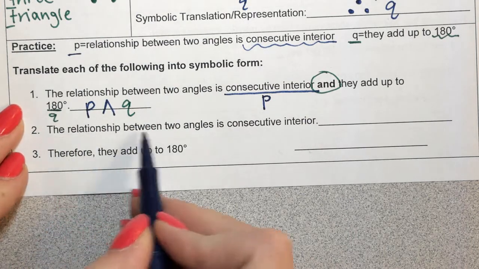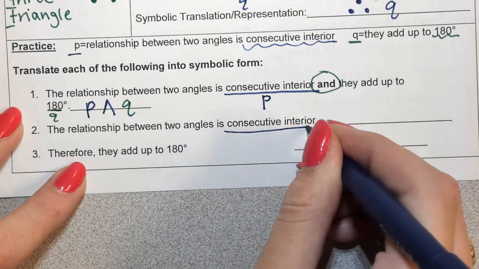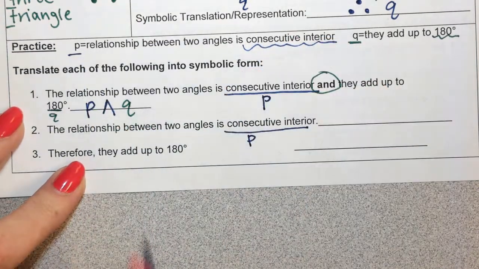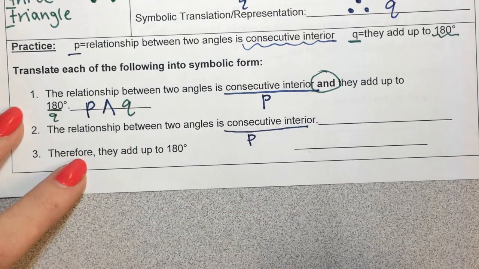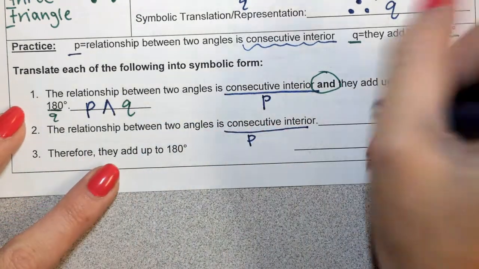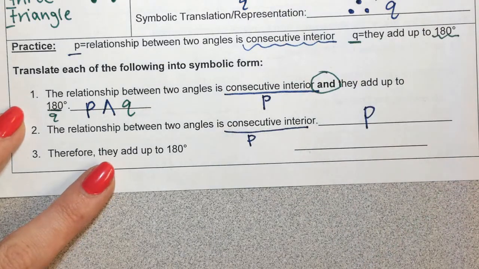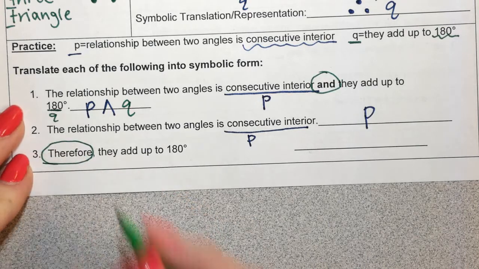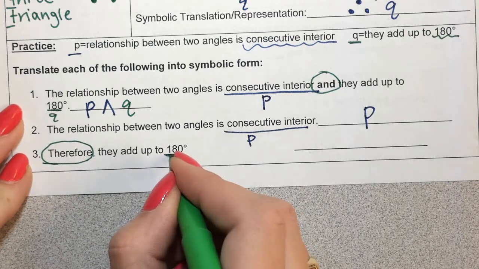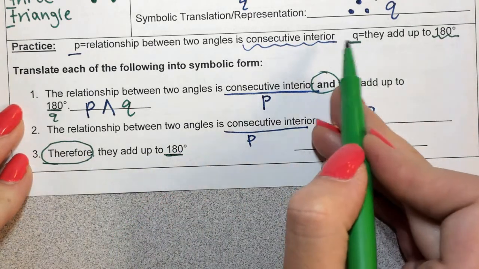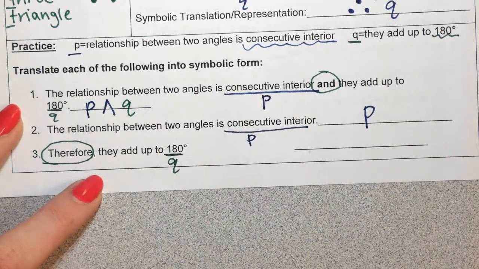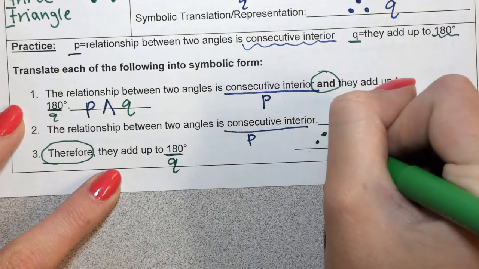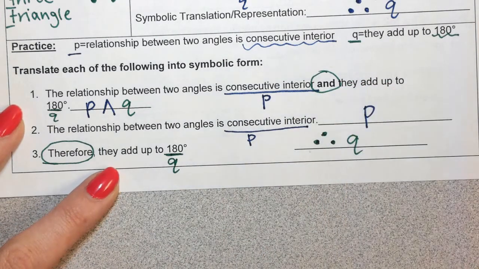Alright, the next one, the relationship between two angles is consecutive interior. That's my keyword again for statement P. And all it is just a sentence. It's the exact sentence of P, so all I can write is P. Therefore, another keyword, they add up to 180. 180 comes from Q up here, so I write Q. So to write my symbolic form, therefore Q is my 3 dots, Q.